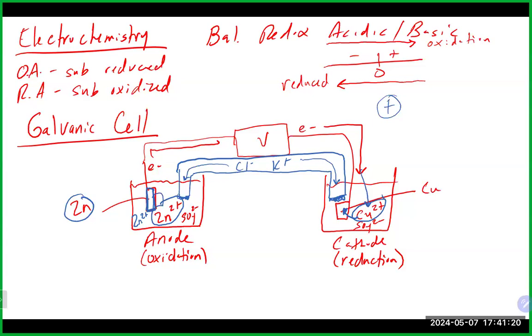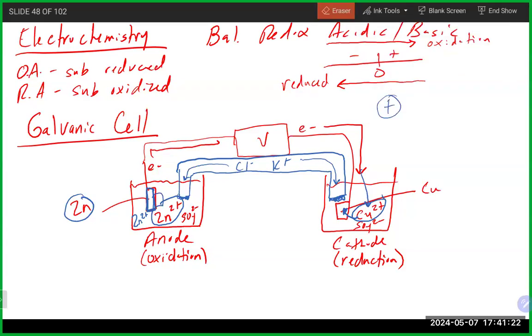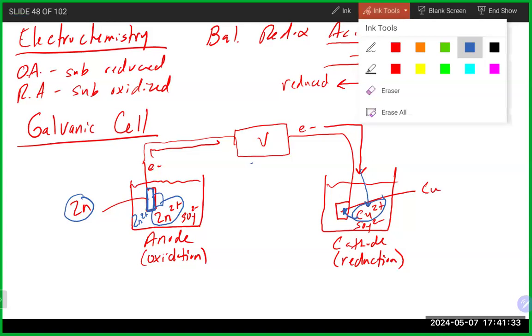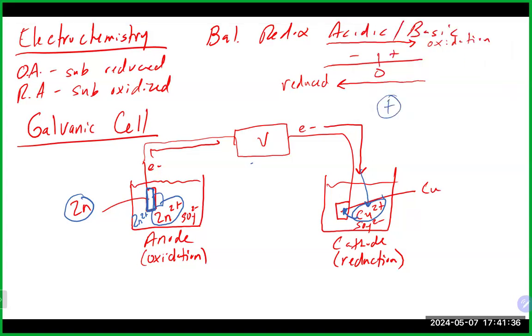So if we again took out our salt bridge here, and we ran this cell, what's going to ultimately happen here is all these zinc ions are going to be made as this oxidation continues. So we're going to have a lot of zinc ions in that solution, and we're going to build up a really big positive charge from all those zinc ions that are going through oxidation.